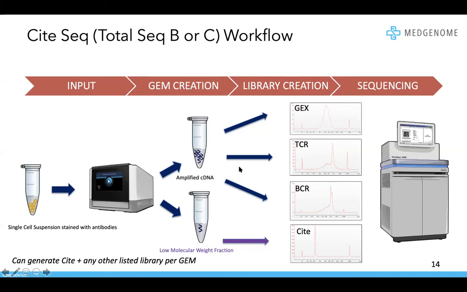You can still make your gene expression library from the amplified cDNA, and that's true for both TotalSeq B and C, 3' or 5'. If you're doing TotalSeq C, which is 5', you also have the opportunity to make a TCR or BCR library, or both, from this amplified cDNA. And then lastly, you make a CITE library from the low molecular weight fraction. All of these can be sequenced together, and then the data can be used after to study the different types of cells in your sample.